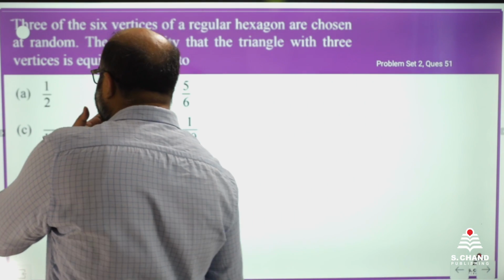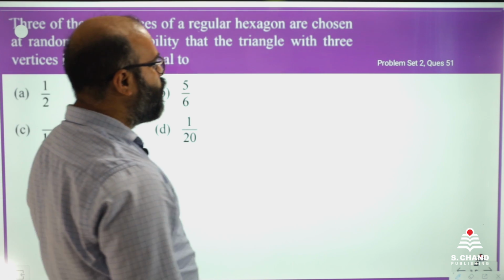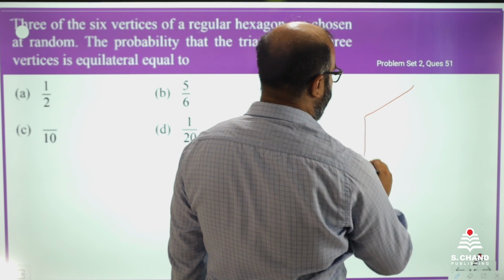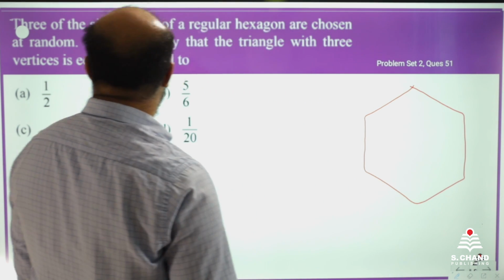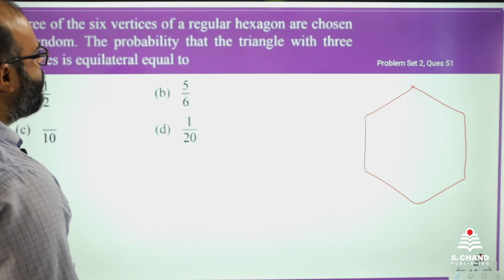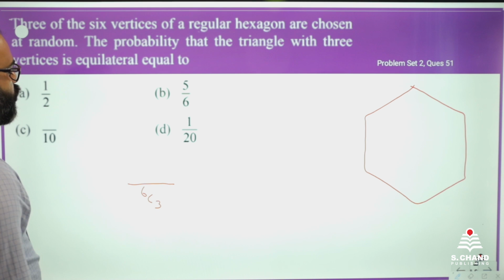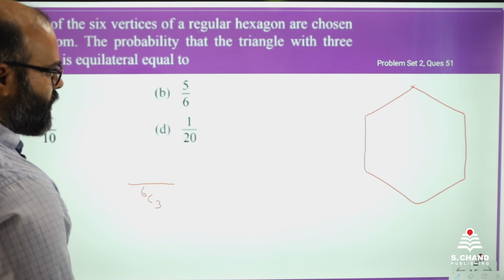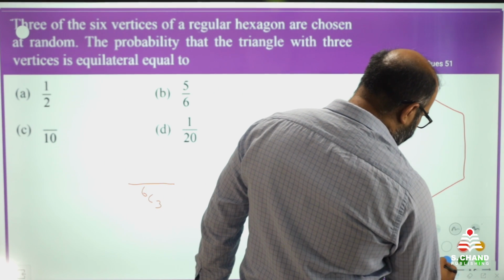The next question says, 3 of the 6 vertices of a regular hexagon are chosen at random. The probability that the triangle with these 3 vertices is equilateral is equal to. So there is a hexagon like this and we are choosing any 3 vertices of the 6 vertices. So the total number of ways is 6C3. Now the number of favorable ways, that the triangle with 3 vertices is equilateral.